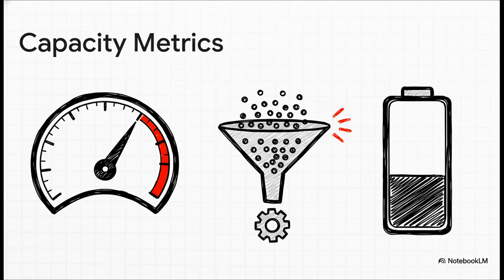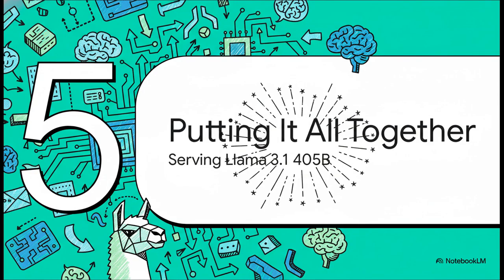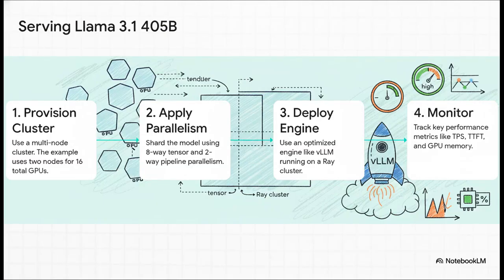All right, let's bring it all home. We're going to put every one of these concepts together with a massive, real-world example: serving Meta's Llama 3 405 billion parameter model. Yeah. This isn't theory. This is how it's really done. And this is where you see how it all just connects.